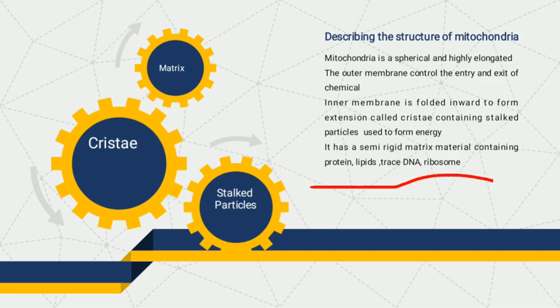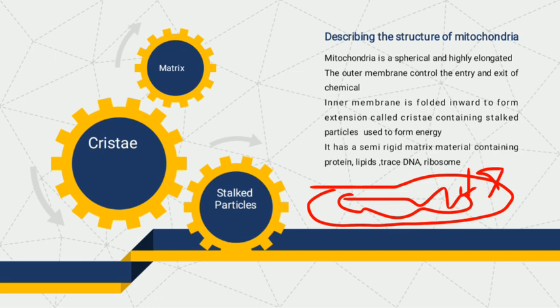The outer membrane of the mitochondria controls the entry and the exit of materials, and the inner membrane is folded inward to form extensions called cristae, and these cristae contain stalked particles.